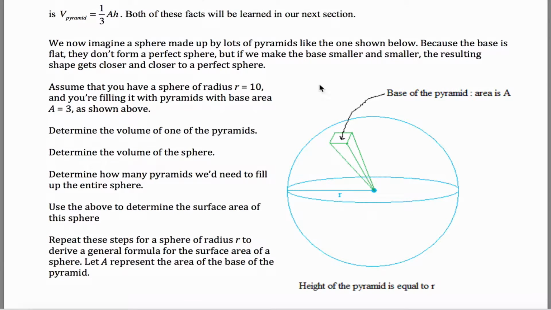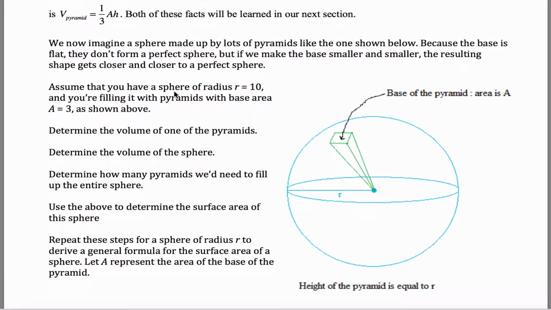The way we're going to think about this is a sphere filled up with a whole bunch of these pyramids. Every pyramid has its top in the middle, and there's a whole bunch of them filling up the entire sphere. Because the base is flat, they won't form a perfect sphere. It'll look like a ball made up of tiny flat panels, but you can make those panels smaller and smaller, and it'll get closer and closer to a sphere.